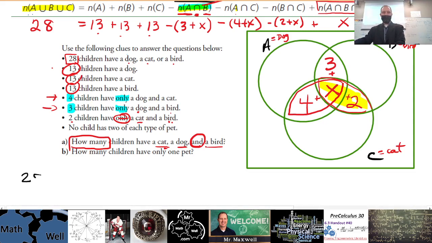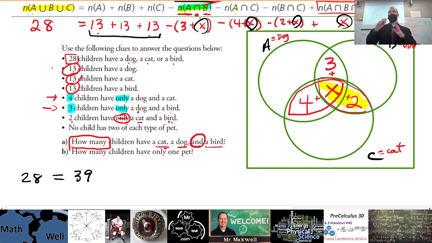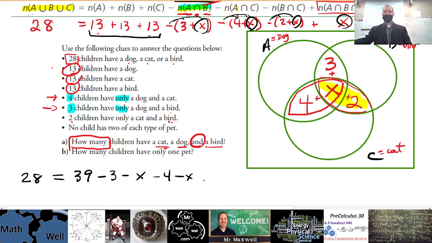All right, so I have 28 equals, and I'm trying to solve for x. So I want to get these x's all together. First thing you want to do, well, let's add 13 together 3 times. So that's 39. And when you have a subtraction of something inside brackets, you want to distribute that minus sign, okay? So this is actually subtracting 3 and subtracting x. So I'm going to write that, minus 3 minus x. This is like subtracting 4 and subtracting a positive x, so that's minus 4 minus x. And when we subtract this, that's minus 2 minus x.